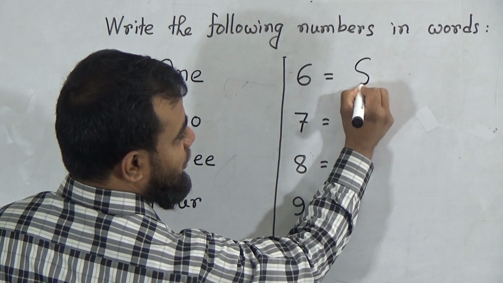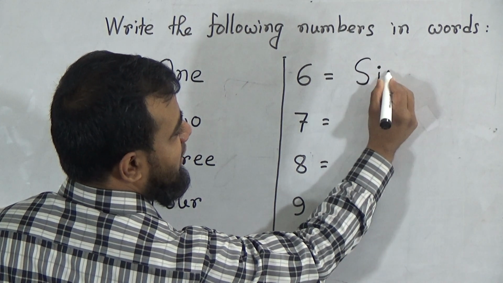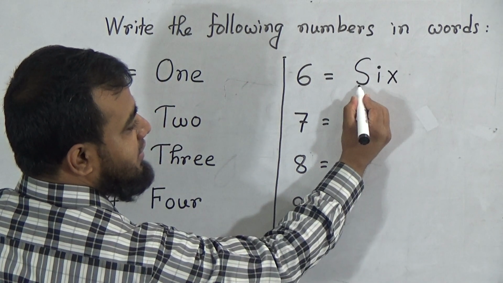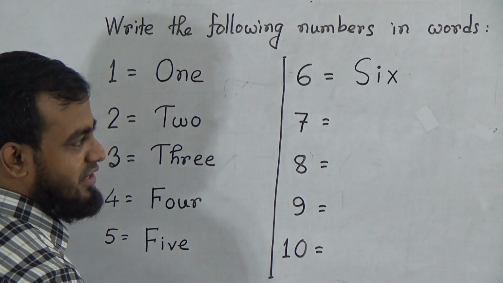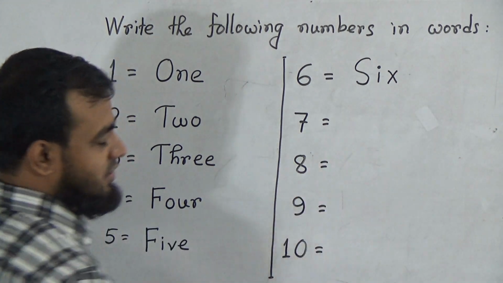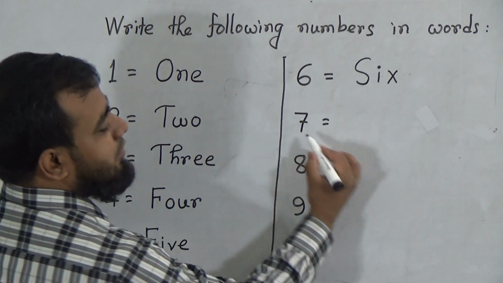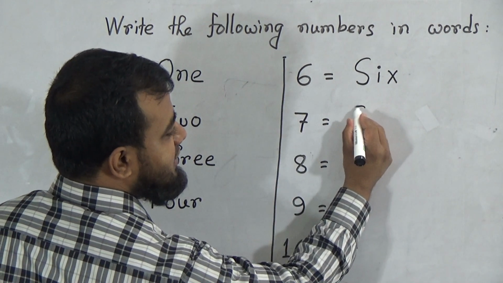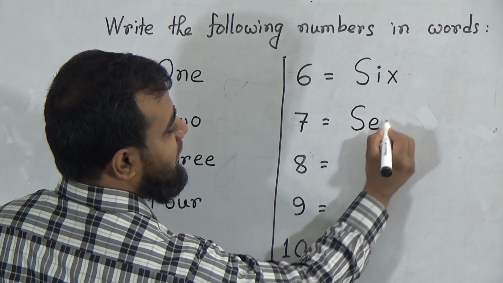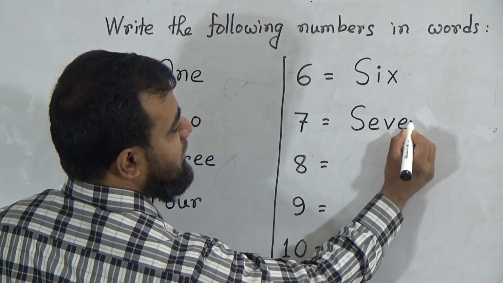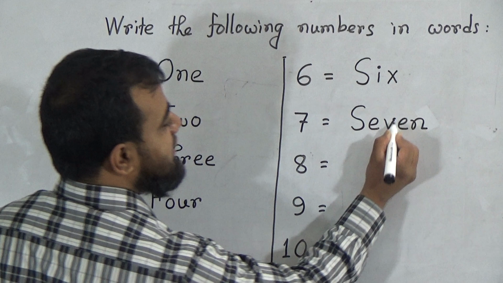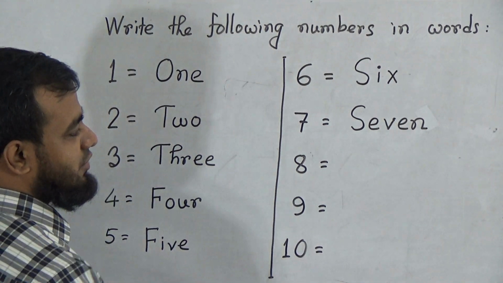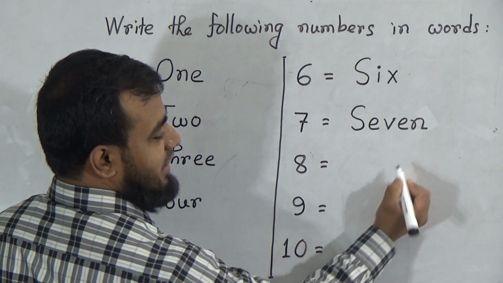My dear students, it's so easy. S-I-X, 6. The spelling of 6 is S-I-X, 6. Now this number is 7. The spelling of 7 is S-E-V-E-N, 7. The spelling of 7 is S-E-V-E-N, 7.